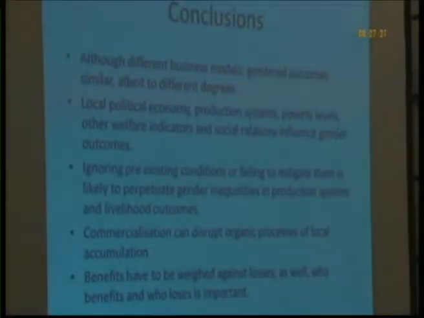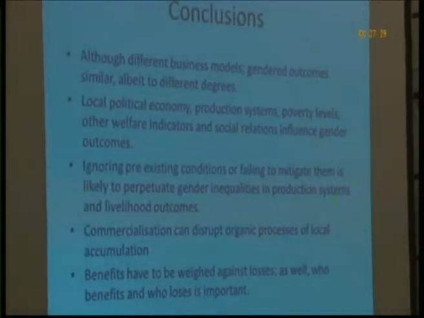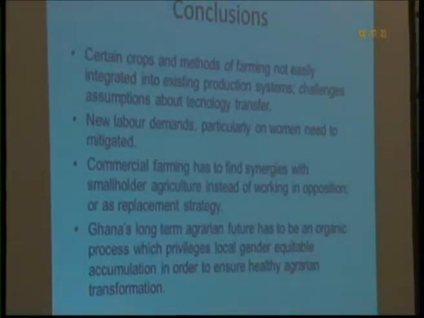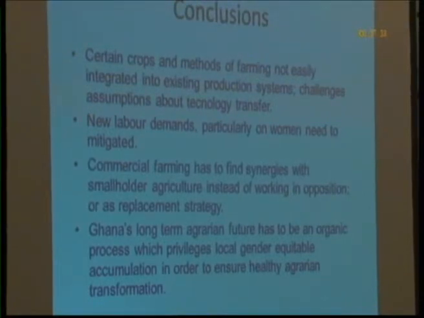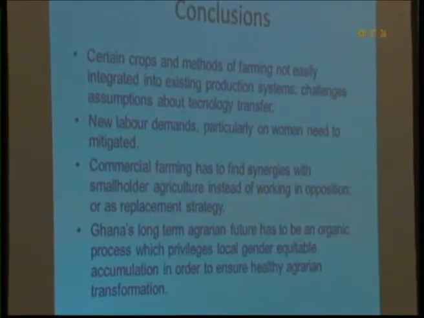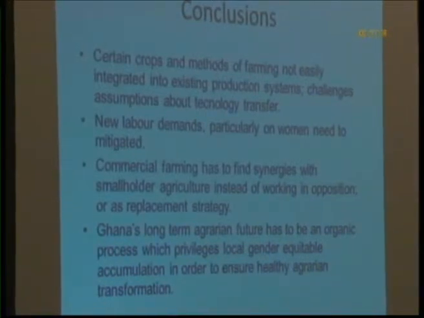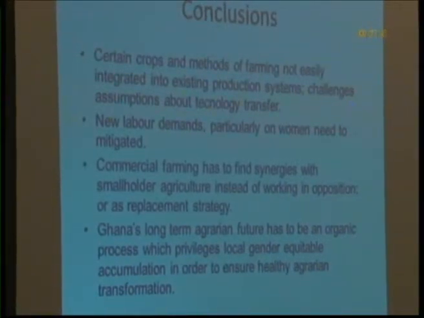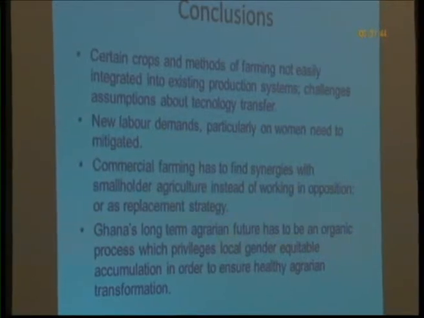Lastly, another thing we should note is that the benefits of commercial agriculture have to be weighed against the losses. And we also have to differentiate between who gained, who lost, and who didn't experience any differences. Because usually they are different. Those who gain are not usually the people who also lost a lot and so on. One of the things we were supposed to gain from commercial agriculture was technology transfer. But again, you find that this has not been possible because certain crops and methods are not easily integrated into the existing production systems that smallholders have.